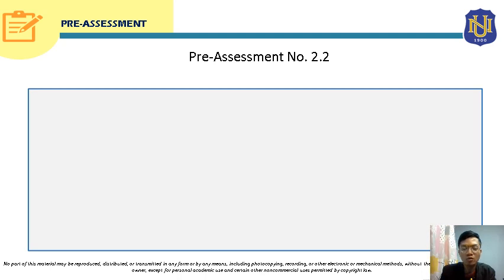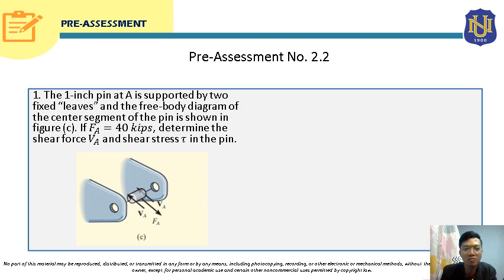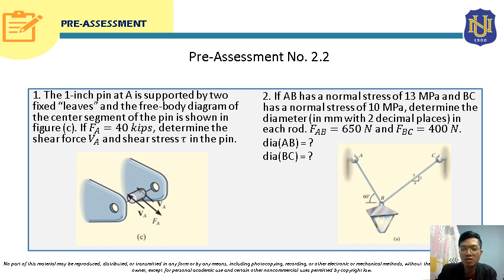Before the discussion, you have to answer first the following pre-assessment. For number 1, the 1-inch pin at A is supported by 2 fixed leaves and the free body diagram of the center segment of the pin is shown in figure C. If F sub A is equal to 40 kips, determine the shear force BA and the shear stress in the pin. So this is the illustration for number 1. And for number 2, if AB has a normal stress of 13 megapascal and BC has a normal stress of 10 megapascal, determine the diameter in millimeters with 2 decimal places in each rod. So FAB is equal to 650 Newton and FBC is equal to 400 Newton.